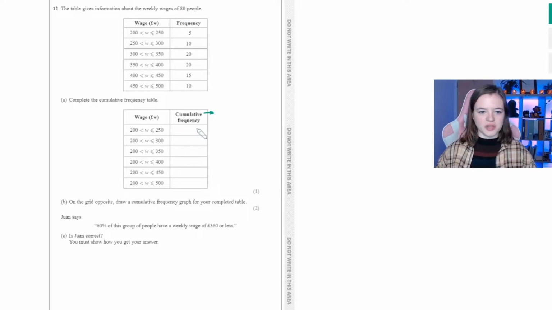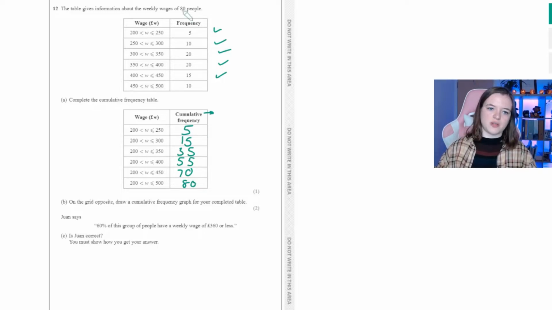So first one, nothing to add to because there's only 5 people in total in the study thus far. And then the next box, everyone thus far that earns less than 300 essentially, which is 10 plus 5, which is 15. I'm going to keep going, adding on the next one as I go. I'm going to tick them off so I don't forget which ones I've done. So I'm going to add this 20 on, which is 35, another 20, 55, 15, 70, and another 10, 80. There we are. We've got the same number of people that we should have.